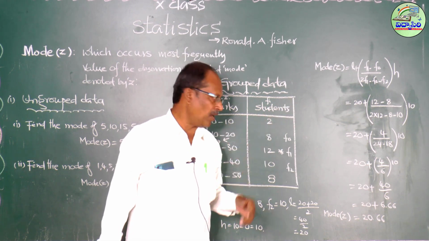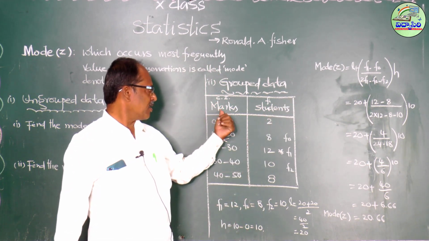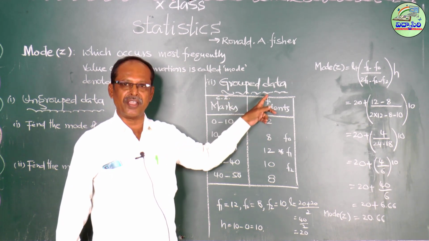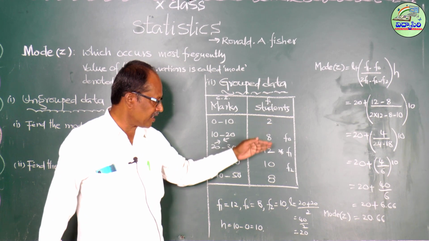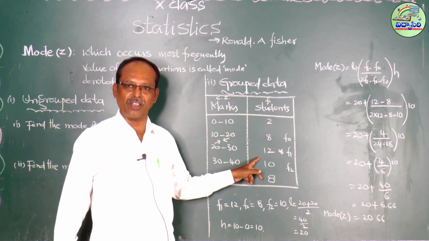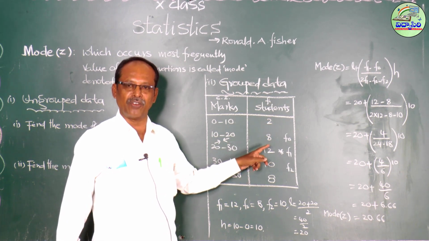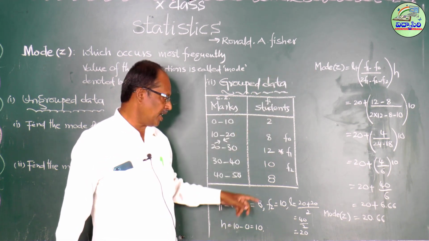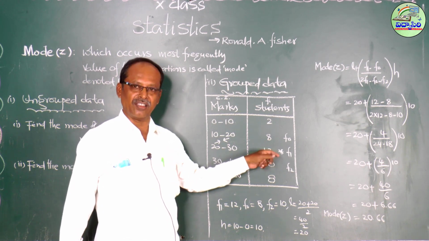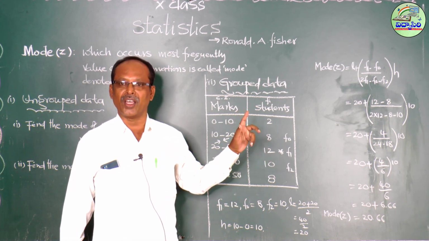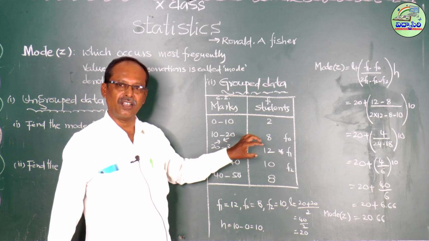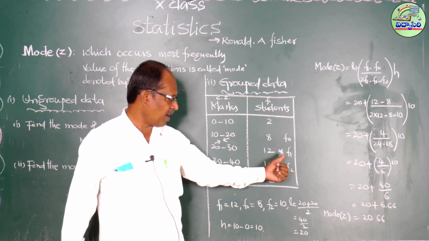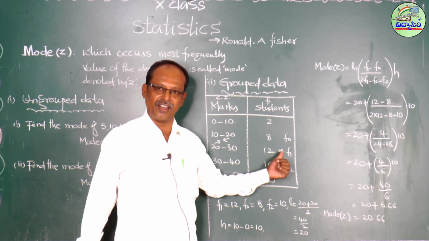Now observe the table. Marks, in technical terms, is the class interval, and students is the frequency. In this, the highest frequency is 12, so the highest frequency 12 is the F1 value. All the remaining values depend on 12 only. That's why 12 is called the modal frequency here. So F1, the highest frequency, is 12.